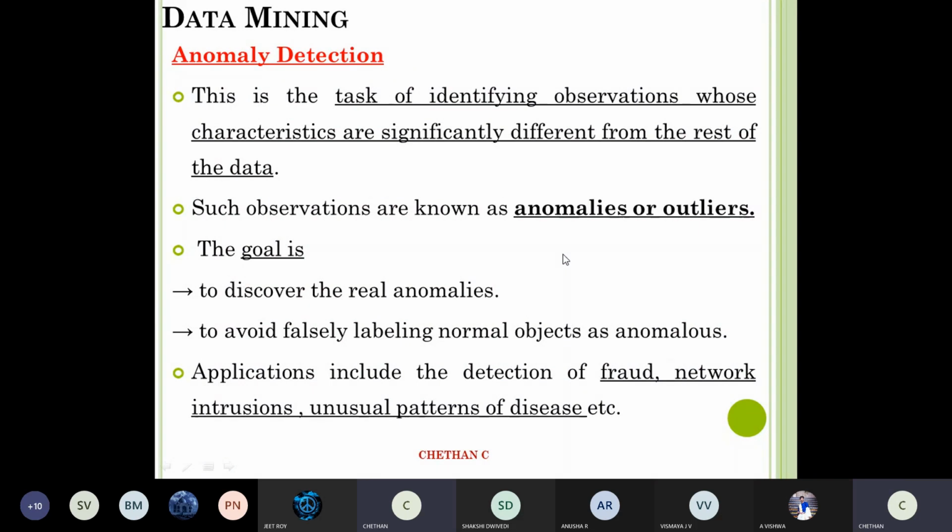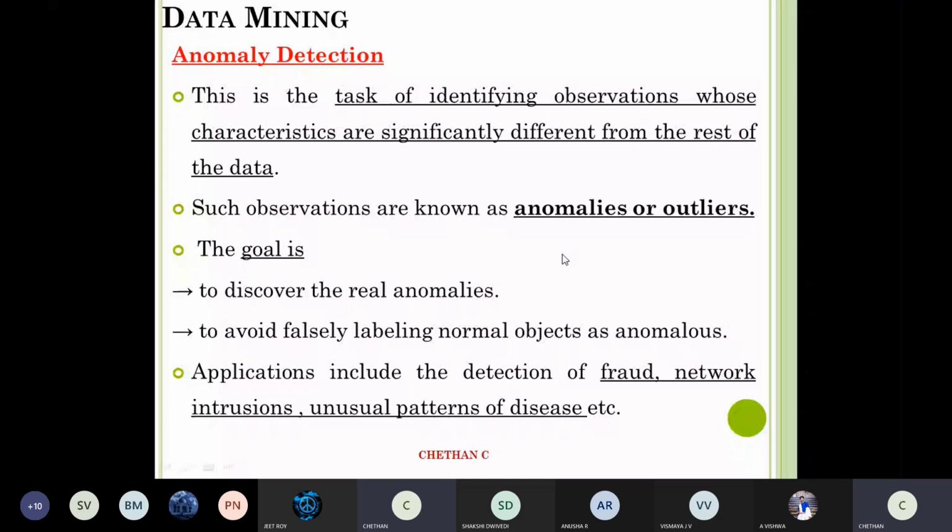How do you figure out outliers? What is the most efficient way of figuring out outliers? In machine learning you are going to learn the mathematical way of doing it as well. What is the goal here? The goal is to discover the real anomalies while avoiding falsely labeling normal objects as anomalies. You can't label a person who scored around 65 or 70 marks as an anomaly in the management and entrepreneurship subject. They're regular people.